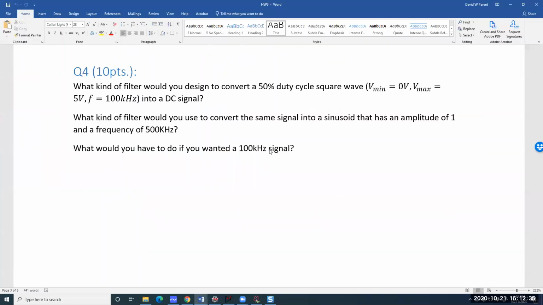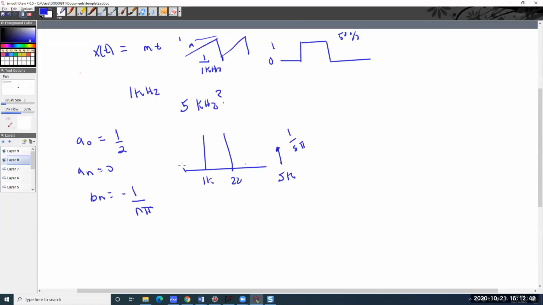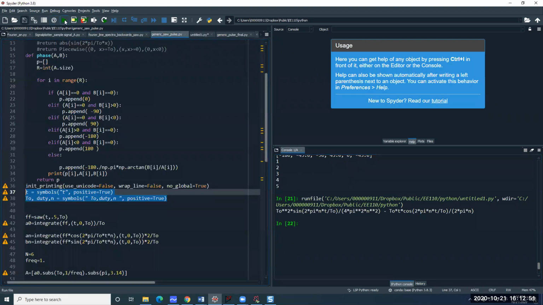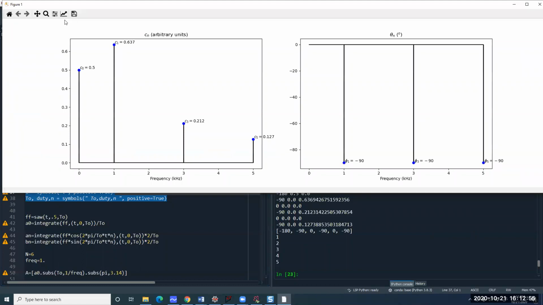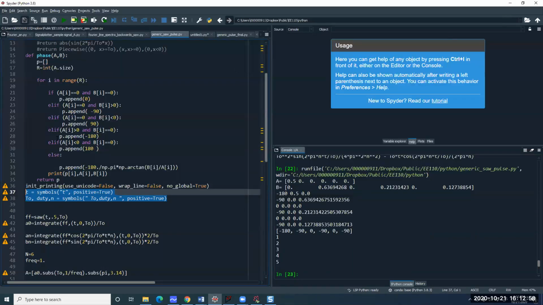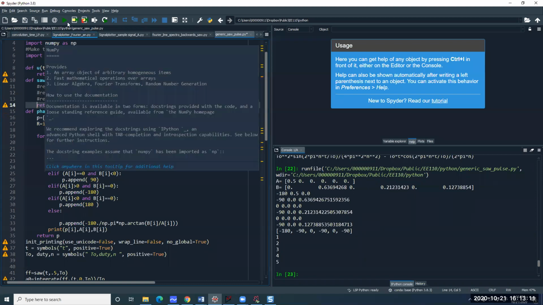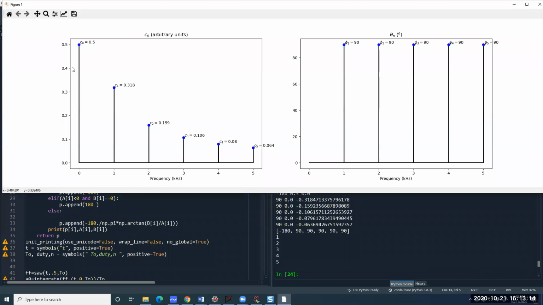Now, I know people got to go, but I'm going to finish this. So these are the coefficients. Okay. I'm going to finish this in the video and then you can watch the video if you got to go. All right.